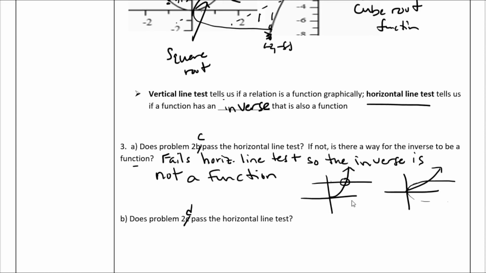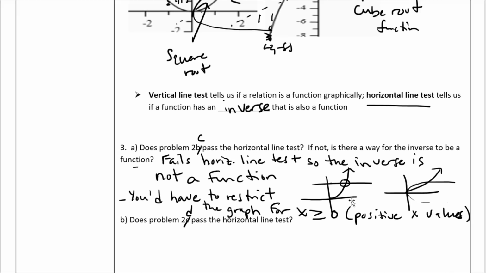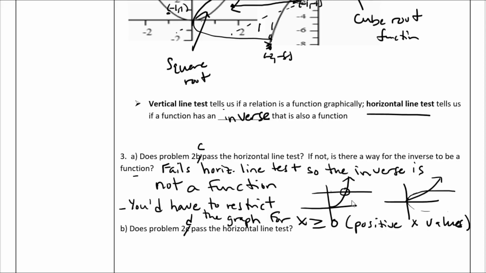So is there a way for the inverse? You'd have to restrict the graph for x is greater than or equal to 0. So basically for positive x values. If you make the x values positive, then you basically have half of the graph, and then you can do the inverse for it and get a function from it.